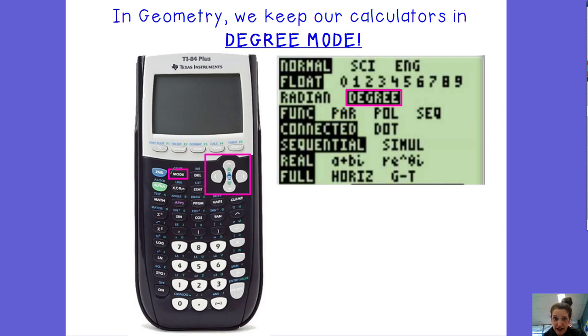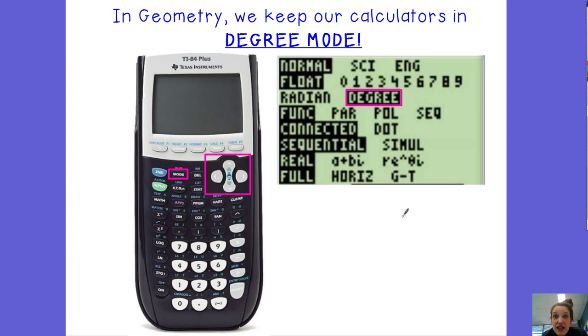To make sure that your calculator is in the right mode, you press the mode button, and then this screen will appear, and you'll use these arrows to tab down to the third line. There's going to be this blinking black box, and you want to hover it over the word degree. So you use the arrows, then you press enter and make sure that black box is over the word degree.